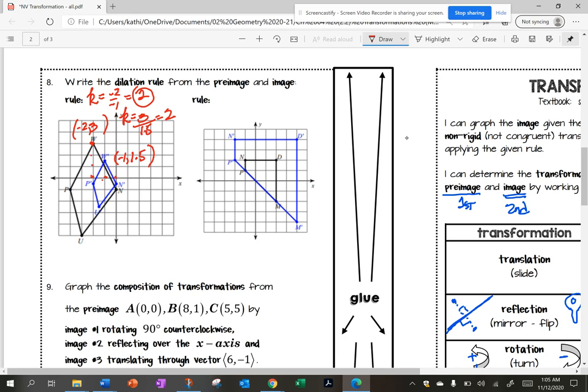Okay, I'm going to do the same thing here. I'm just going to pick a pre-image and an image point and find the coordinates. So here I'm going to use D. D is 2, 2. And D prime is 4, 4. So my scale factor is going to be 4 divided by 2, which is 2. And I can either use the X coordinate or the Y coordinate. And I'm going to skip the last one because we didn't do composite ones this year.